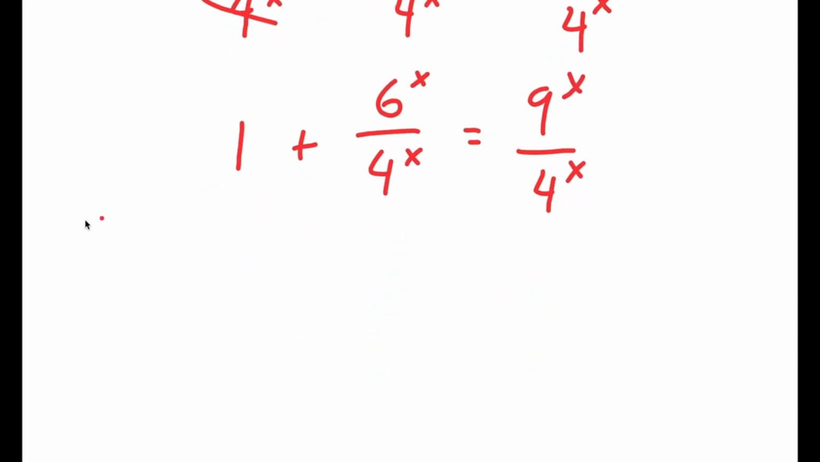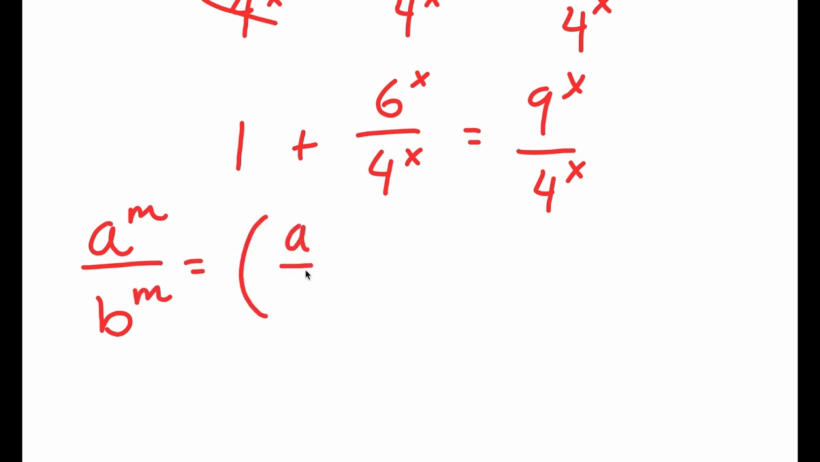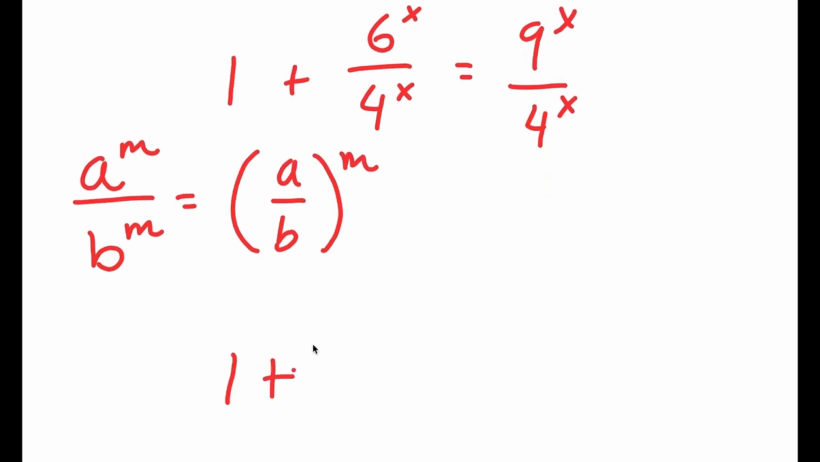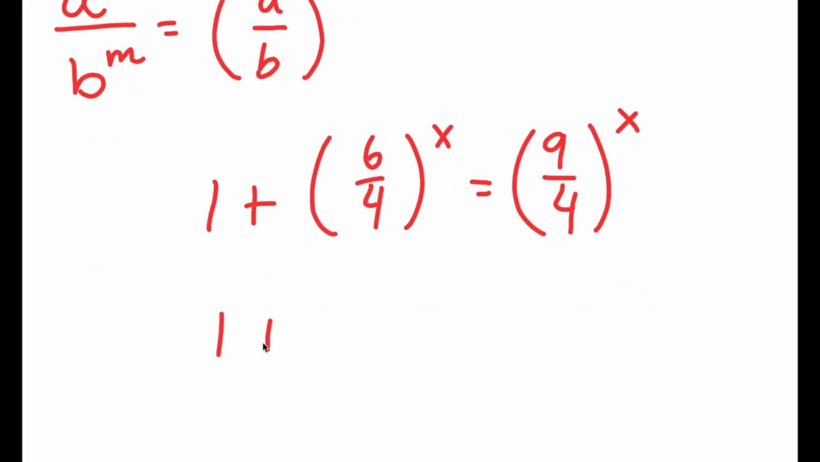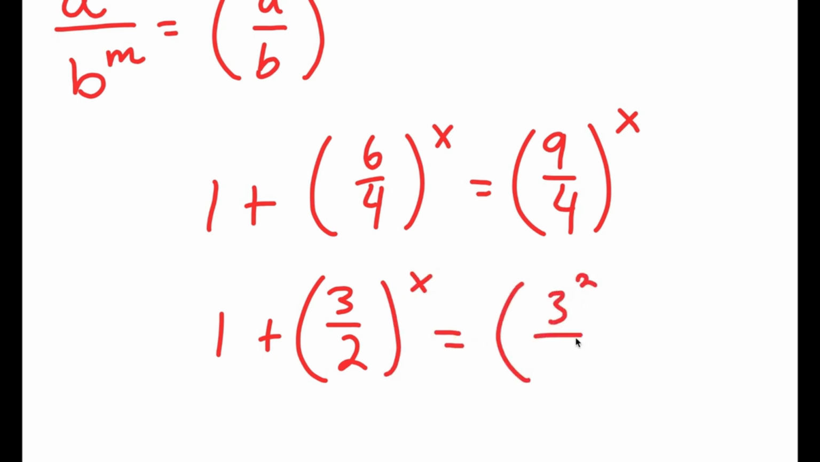And if I have something in the form a to the power of m over b to the power of m, this is equal to a over b to the power of m. So in this case, 6 to the power of x over 4 to the power of x is going to equal 6 over 4 to the power of x. And 9 to the power of x over 4 to the power of x is going to equal 9 over 4 to the power of x. Now I can simplify these fractions. So 6 over 4 is equal to 3 over 2. And 9 over 4 I'm going to rewrite as 3 squared over 2 squared.